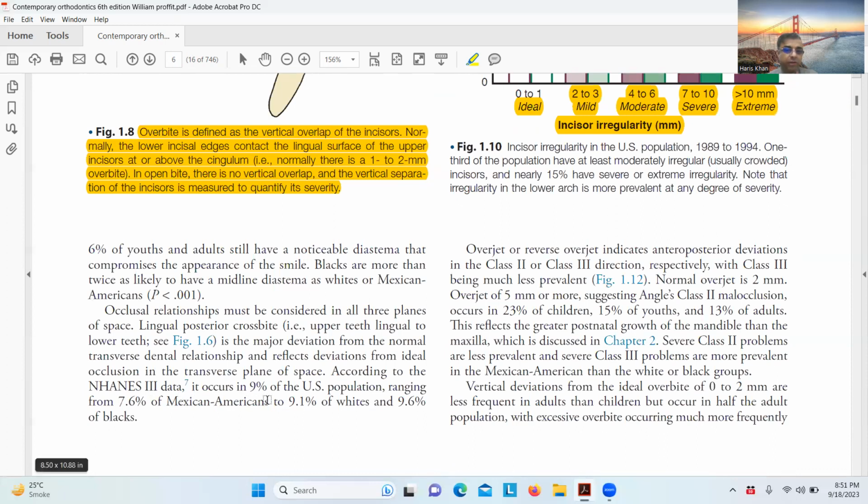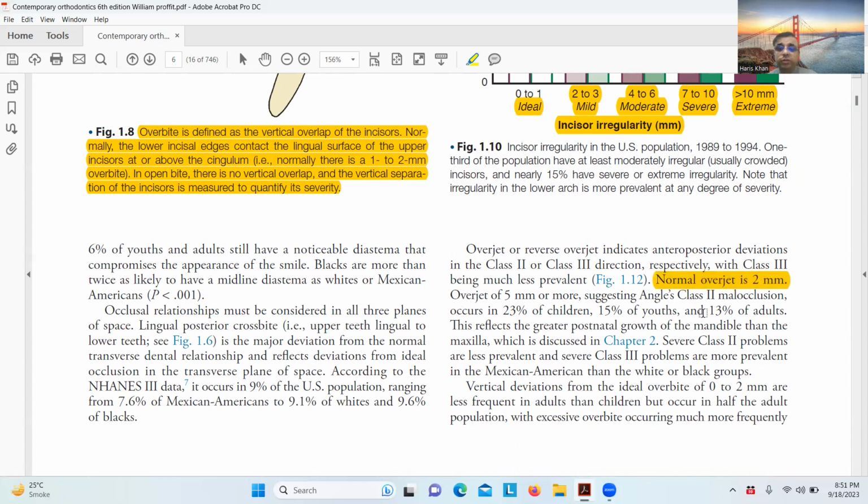According to the NIH data, the 9% population from the center makes 9.5 and 9.6. Overjet or reverse overjet indicate anteroposterior deviation in class 2 and class 3 directions. Class 3 belongs to less. Normal overjet is 2 millimeter. We already went through the definition. Anyway, you can highlight this MCQ.